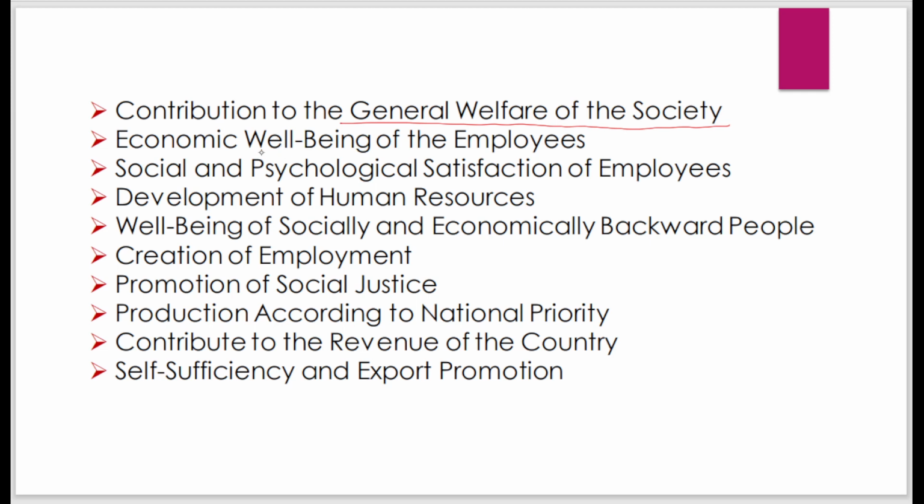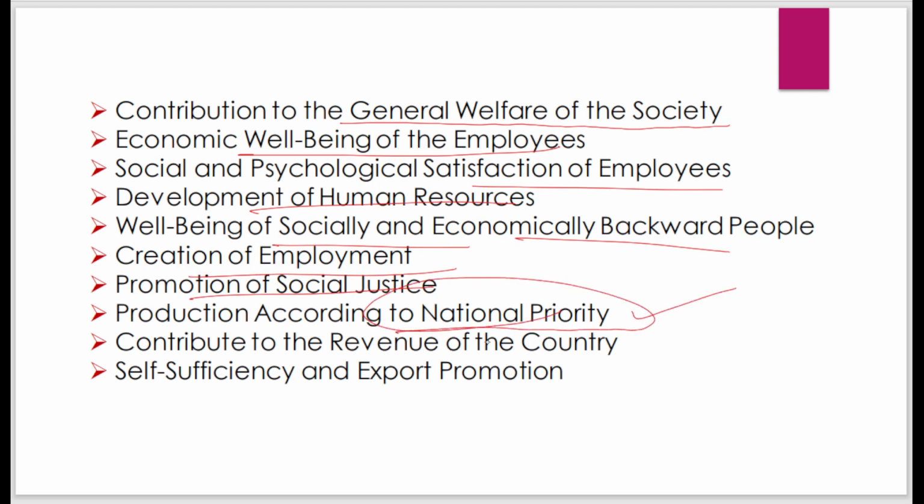Economic well-being of the employees, as we have discussed. Social and psychological satisfaction of the employees, this I have also discussed. Development of human resources, well-being of socially and economically backward people, creation of employment, promotion of social justice, and production according to national priorities. National priority should also be given. Contribution to the revenue of the country, self-sufficiency and export promotion, right? In the next topic we will see these in the national and global objectives.